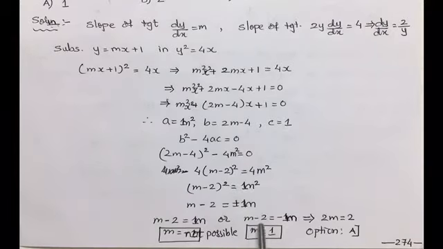Second option is m minus 2 equal to minus m. Shifting minus m to the other side, we get 2m equal to 2. So the value of m is equal to 1. In the first case it is not possible because m and m get cancelled from both the sides. So m equal to 1, option A is the correct option.